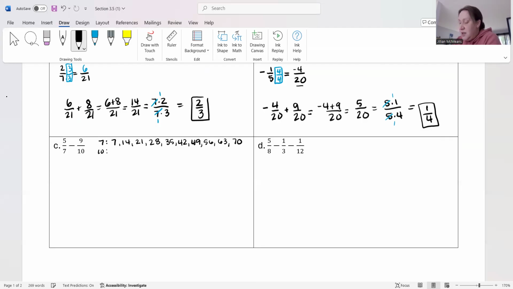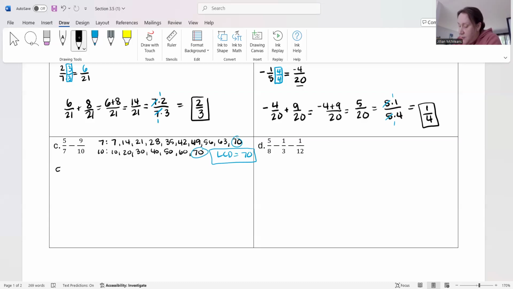Now let's do the same thing for 10. So 10 times 1 is 10, times 2 is 20, times 3 is 30, times 4 is 40, times 5 is 50, 6 is 60, and finally, hopefully you can see the writing on the wall here, 10 times 7 is 70. So we have an LCD. So the LCD for this problem is 70. Okay? So let's get equivalent forms of these fractions.